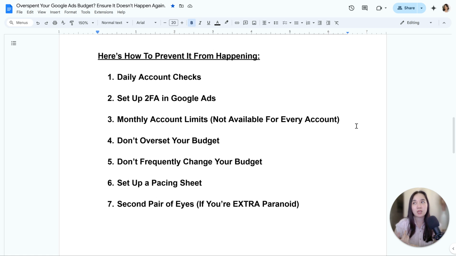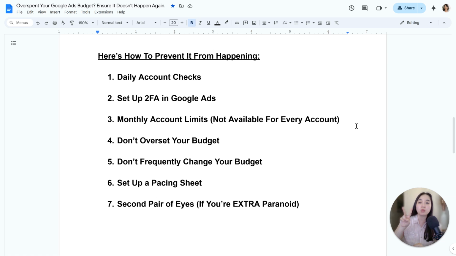Log in, check the day before, or log in at the end of the day to check for that exact day how much you spent and where you landed. I know that sounds very micromanagey, but if you're spending a lot of money, you got to be monitoring to make sure that the ad platform is spending what you want it to spend.